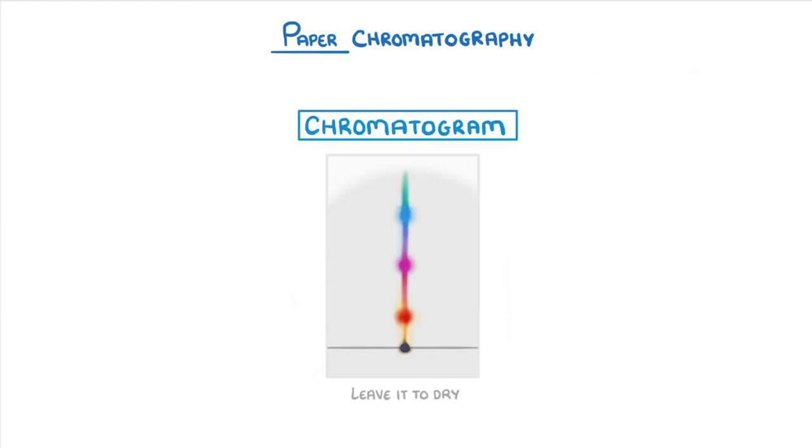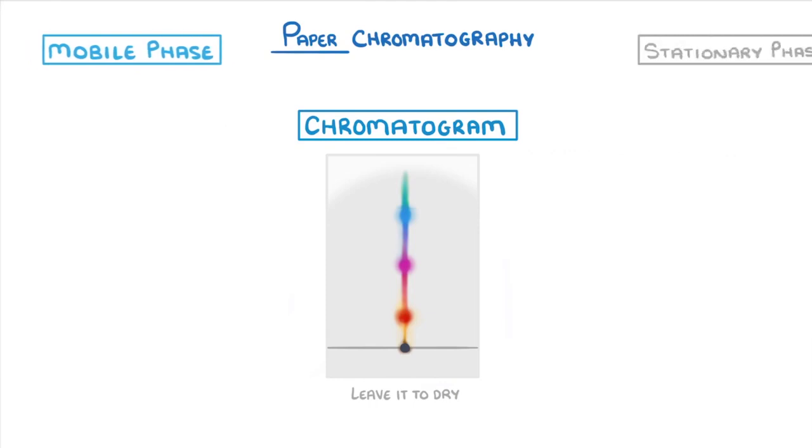Now, to explain why the different chemicals move up the filter paper at different rates, you need to use a couple of weird terms: the mobile phase and the stationary phase. What makes these things odd is you don't want to think of these phases as periods of time, but rather as types of substances.